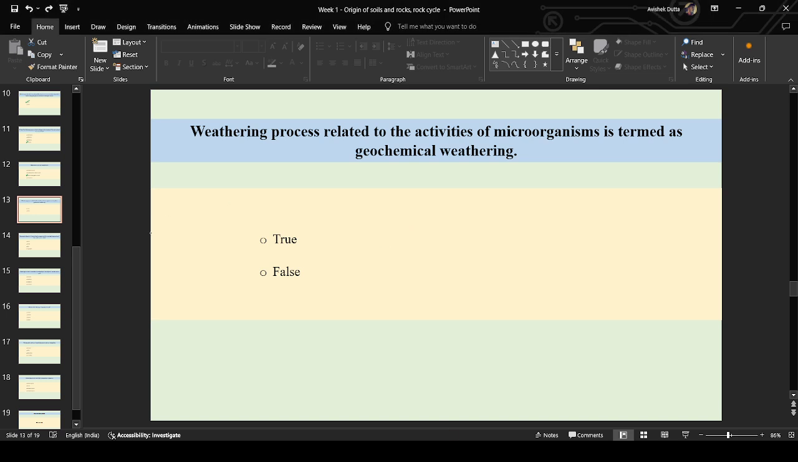Weathering process related to the activities of microorganisms is termed as geochemical weathering. Is this statement true or false? The statement is false, sir, because it is biological. Very good. It is called biological weathering.